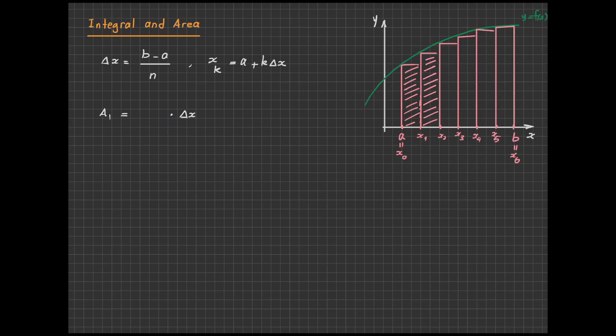I give you the function, f of x is known to you, I give you a, I give you b, and I want you to calculate a1 for me. You would say that, okay, I put the b and a that you gave to me in this formula, I find delta x, this is the width of my rectangle, and then I need to find the height of this rectangle in this particular case. How do you calculate that?